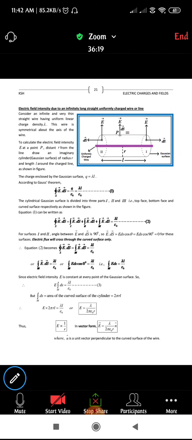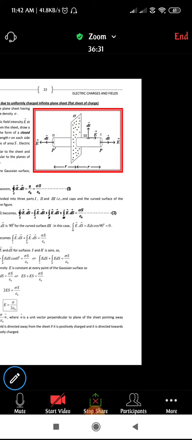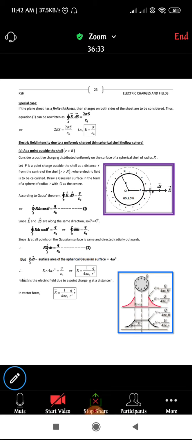Application of Gauss law. This is very very important. That is regarding the uniformly charged wire. This is definitely a 5 mark question. Next, even this is important, the plane sheet. Even this is an important 5 mark question. Apart from that, the last, case A, the electric field outside the spherical shell is important. Only case A is important. They are not going to ask case B and case C.